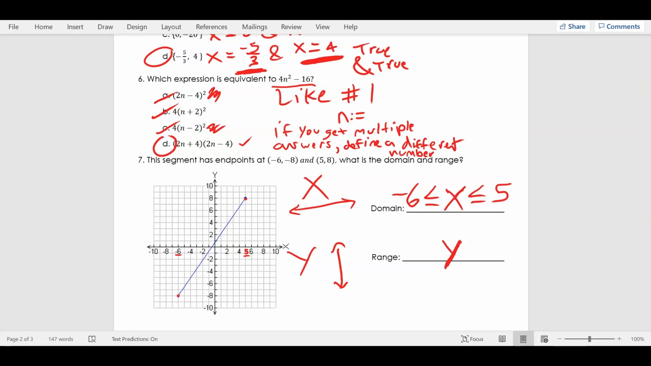Okay, and then for our range, we're going to go bottom to top. How far down does this go? So down here, the y value is -8. And since it's shaded in, less than or equal. It goes up to the top right here, which is +8. Again, it's shaded in, less than or equal. Okay, domain is left to right, and range is bottom to top.